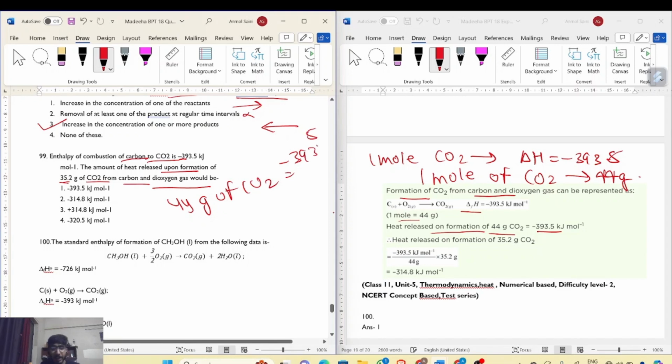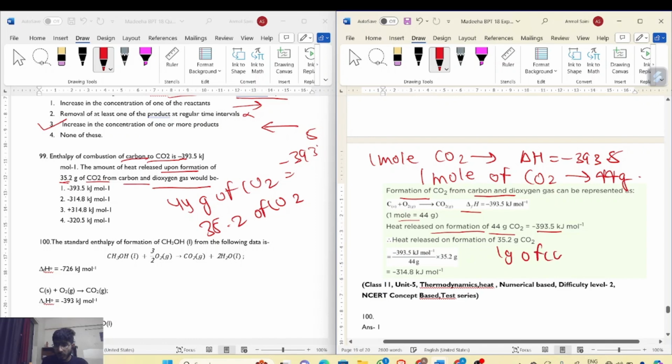And we have to calculate the heat released for 35.2 gram of CO2. For this question, we can calculate how much heat will be released for formation of 1 gram of CO2, then multiply by 35.2. From this we can calculate how much heat will be released for 35.2 gram of CO2 when it is formed. So for 1 gram of CO2, it will be minus 393.5 divided by 44.